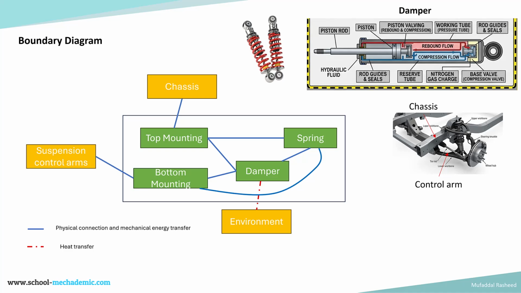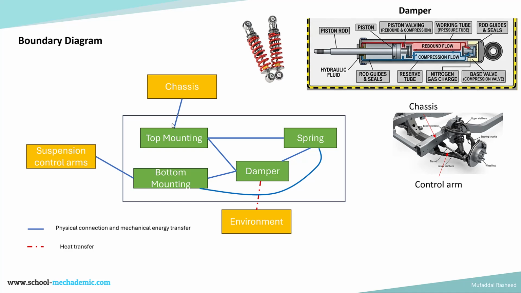So the shock absorber assembly goes over here, it is connected to the control arm at the bottom and the chassis at the top. So in creating the boundary diagram, setting the interfaces, this is the box which shows the boundary, and the suspension control arm has a direct connection with the bottom mounting of the shock absorber. So it has a physical connection where the mechanical energy transfer takes place. That is, the energy coming in from the wheel will go through the control arm and go through the shock absorber. That is an energy transfer taking place.